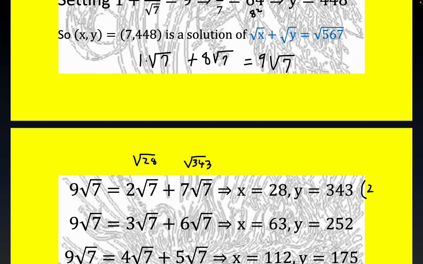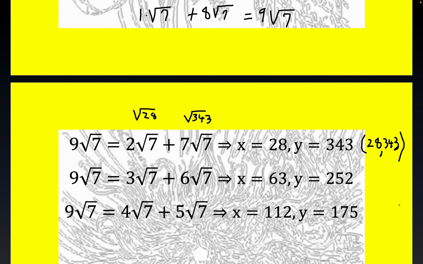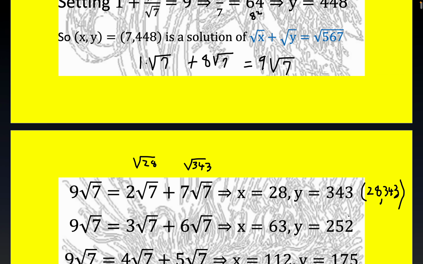I won't fill all these in because you can read it. It's not imperative to write every last step down, but this would be another solution. A very similar type of thinking goes all the way down here. 3 and 6 sum up to 9, and you end up with the corresponding solution 63, 252. Also 4 and 5 sum up to 9, and you end up with the solution x equals 112, y equals 175.